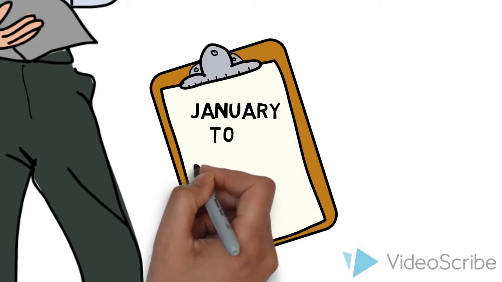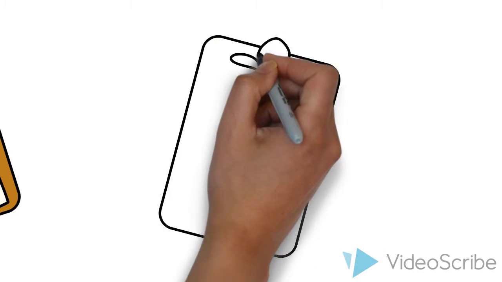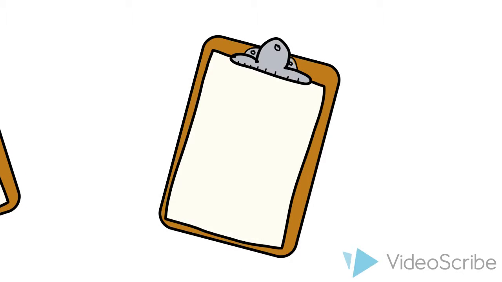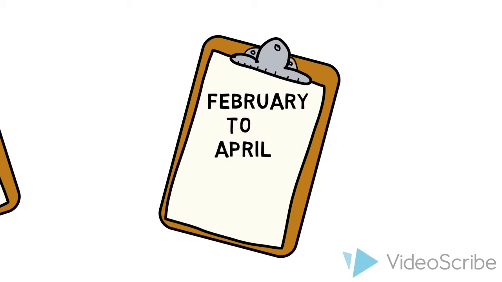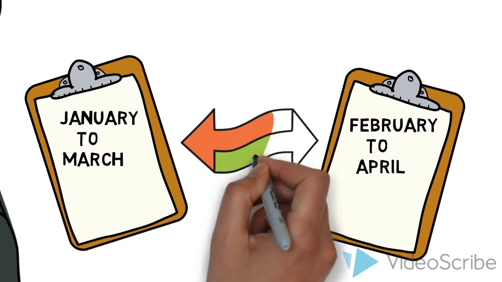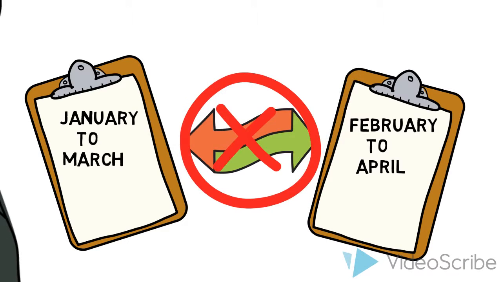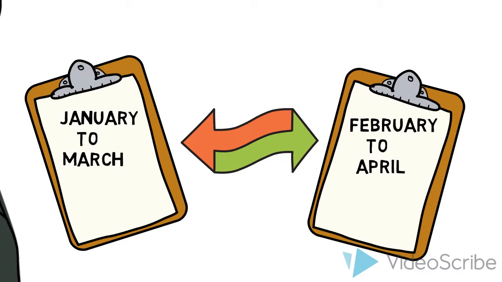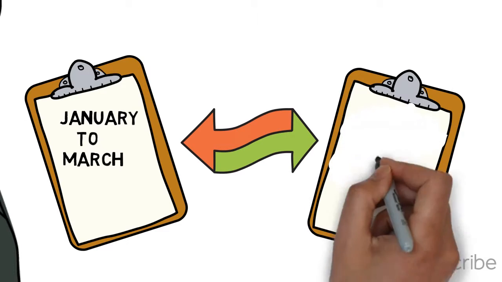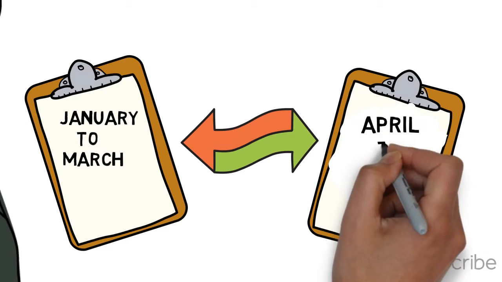But the comparisons of survey results are not made across monthly sections, meaning that a section from January to March will not be compared to a section from February to April. Instead, the section from January to March will be compared to the section from April to June.